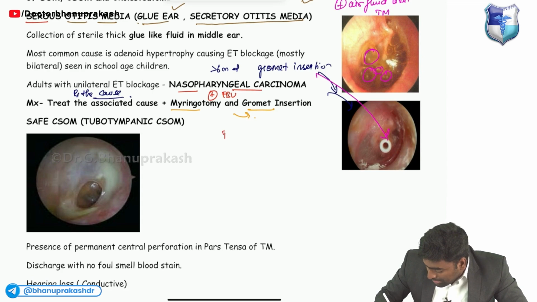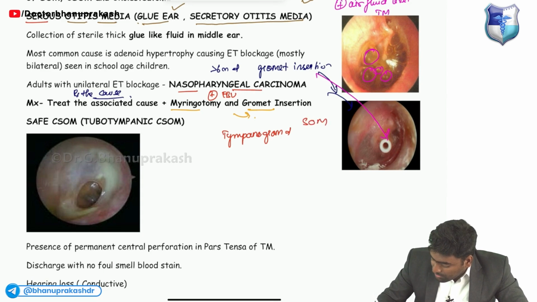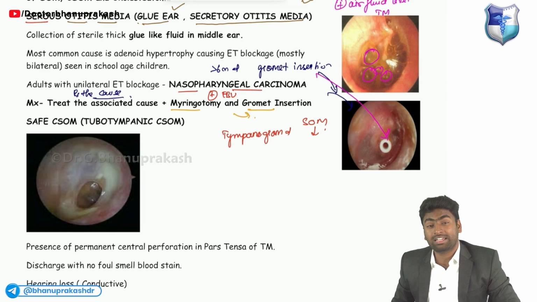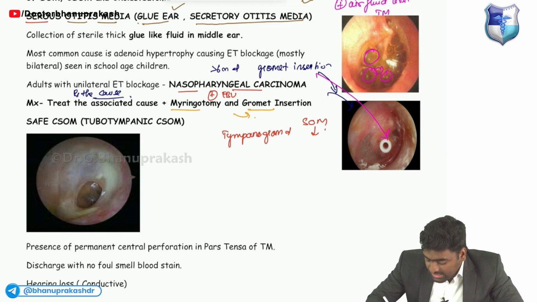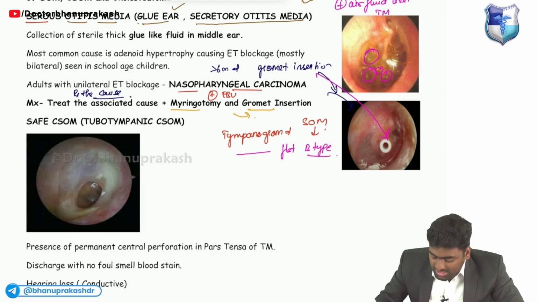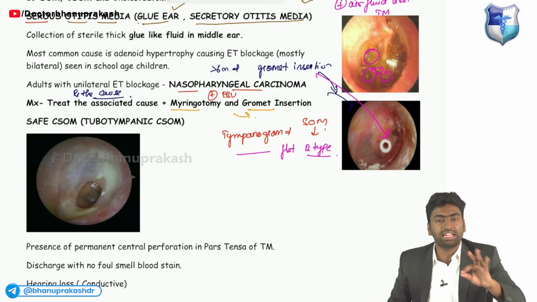In the case of tympanogram, what is the name of the curve this serous otitis media will produce? Which type of graph will it produce? In the case of serous otitis media, it produces a flat type of graph, which is the B type of graph. No, it's not C. It is the B type of graph.